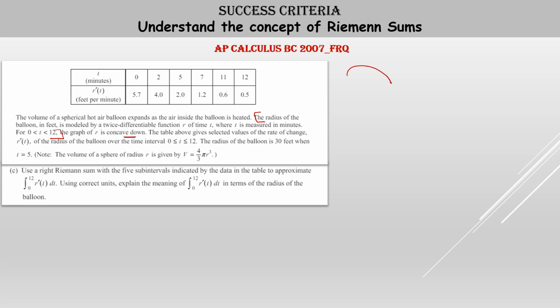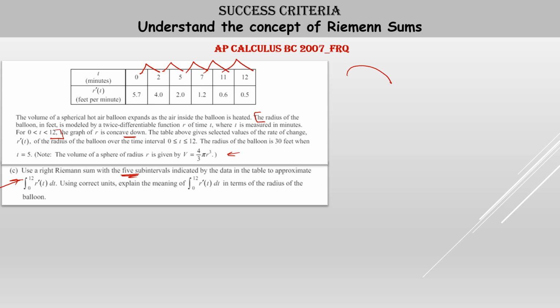Now the table above gives selected values of the rate of change r prime of t. And let's understand what we have to find out. The volume of a sphere of radius r is given by this formula. Use the right Riemann sum with the 5 subintervals indicated by the data to approximate the value. So 5 intervals: 1, 2, 3, 4 and 5.